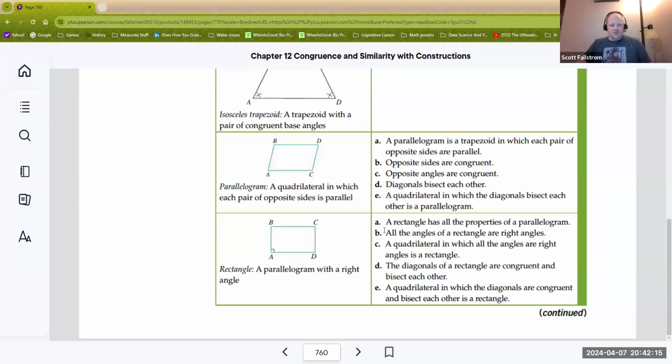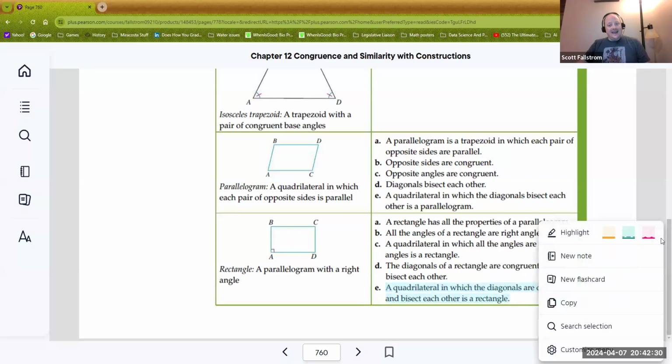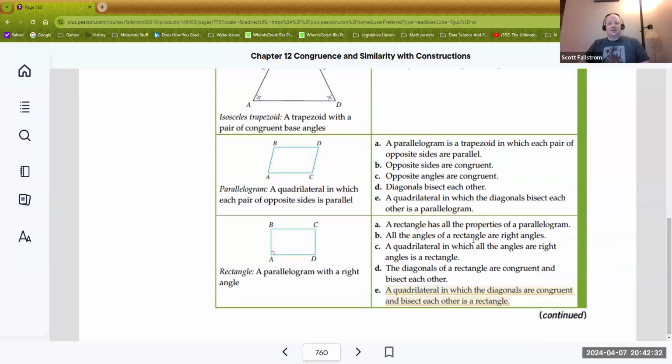Hello, students. Had a question come in about one of these things on page 760. This is about the rectangle. Remember, a rectangle is a parallelogram with a right angle. So we need to show this last one, quadrilateral, where the diagonals are congruent and bisect each other, is a rectangle. That's our goal.